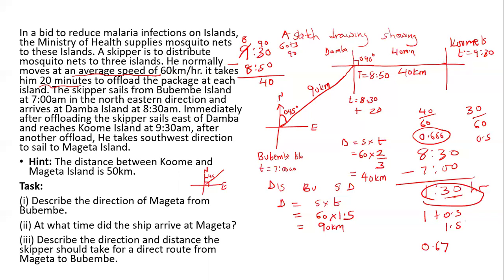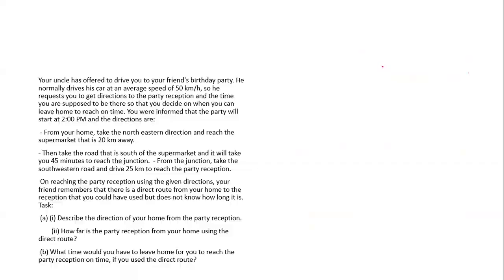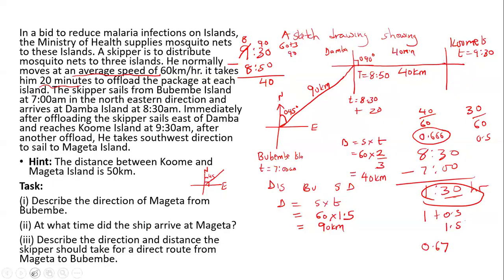Now, at what time is he going to leave Koome? Let me see, people. At what time is he leaving Koome? Type in the chat. At what time is he going to be leaving Koome Island? Good. It's going to be at 9:50. So at 9:50 he is leaving Koome. So here I will write 9:50.